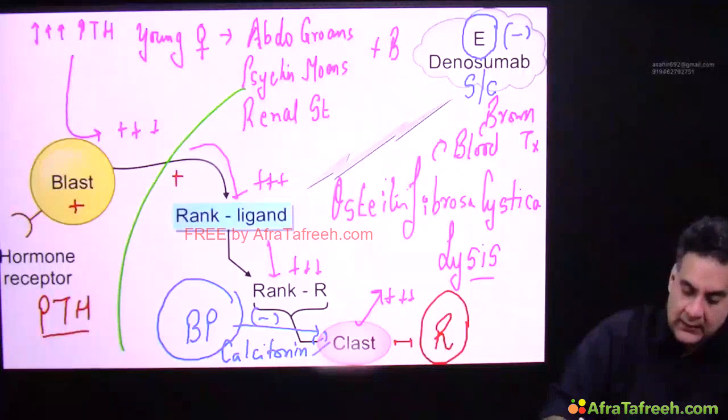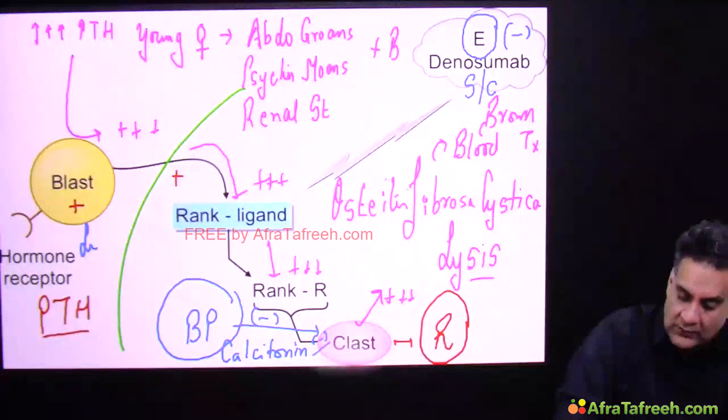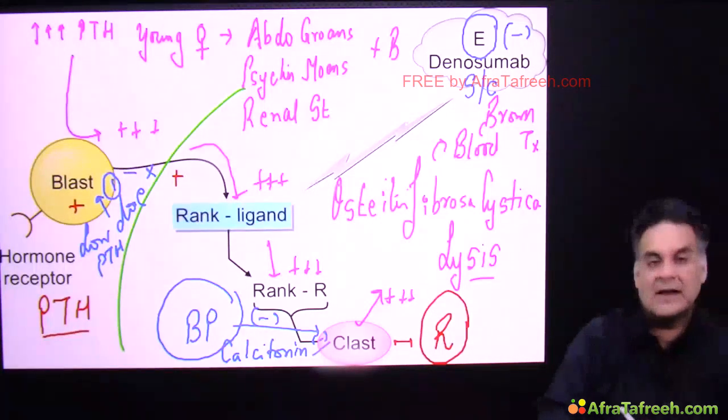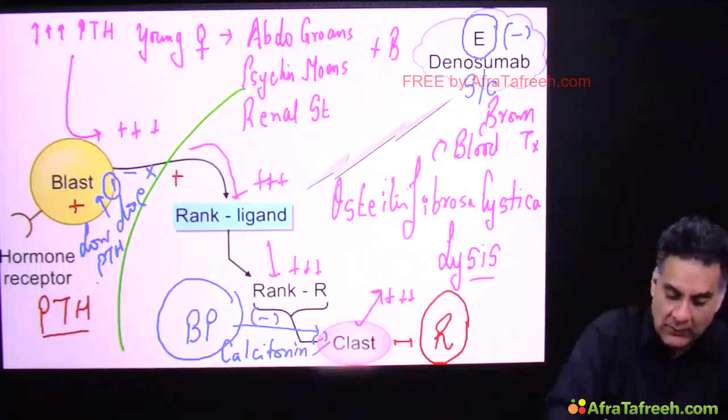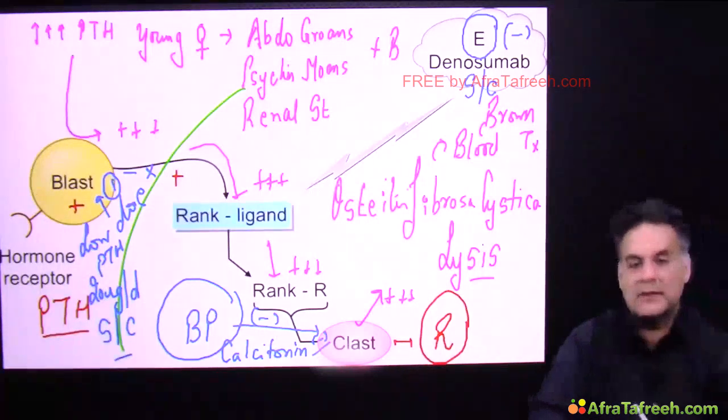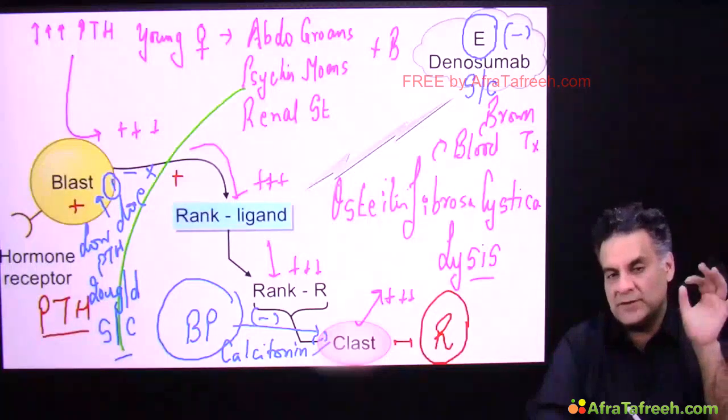But then you can give low dose, mind you, PTH, which will only stimulate the osteoblast, and will not release the rank ligand. This low dose is how much? 20 micrograms per day. How? Subcutaneous. This is stimulating the bone formation cycle.